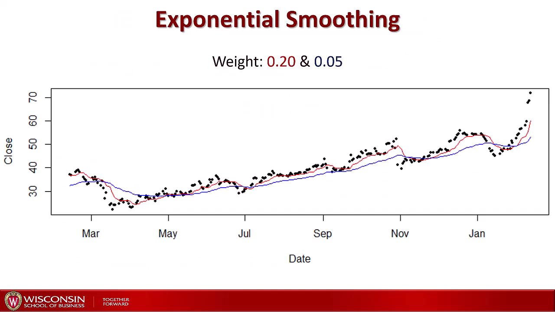So here is an example of the Twitter closing price for the period between 2020 and January 2021. And we can see the two smoothed versions, one with a weight of 0.2, so 20%, in red. It's more reactive, it's moving more with the data. And another with a smaller weight of 5%, so 0.05, in blue. And you can see that it's more stable, but it's also kind of lagging a bit behind.